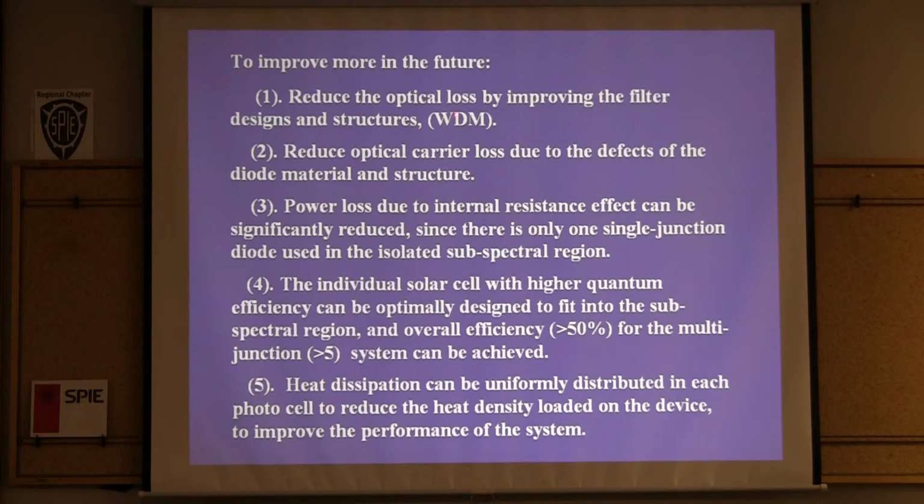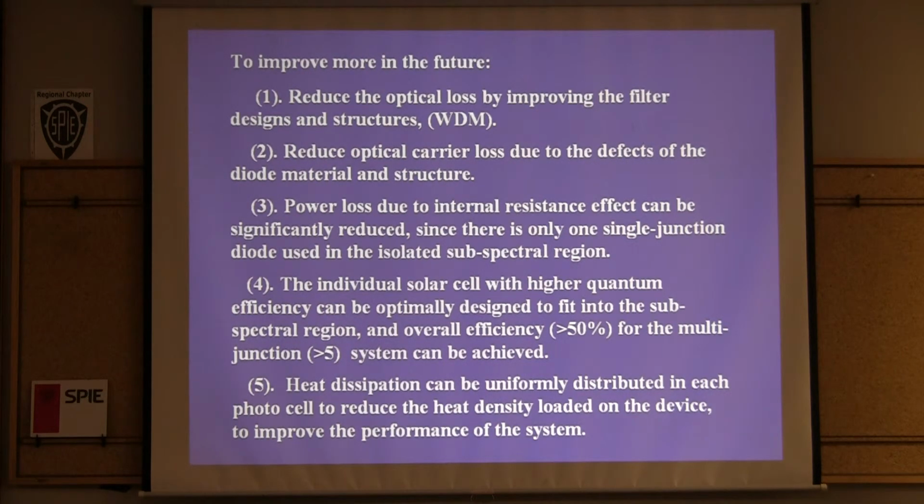First, reduce the optical loss by an improved filter design, like the WDM in telecommunication. Right now this device is very good, with very low loss. Then reduce the optical carrier loss due to defects in the diode material structure. Also, the power loss due to internal resistance can be reduced. That is not our task; we are not at that level. We cannot make that diode, but we can ask some research institutes to help. They can specially design a diode for this kind of application.